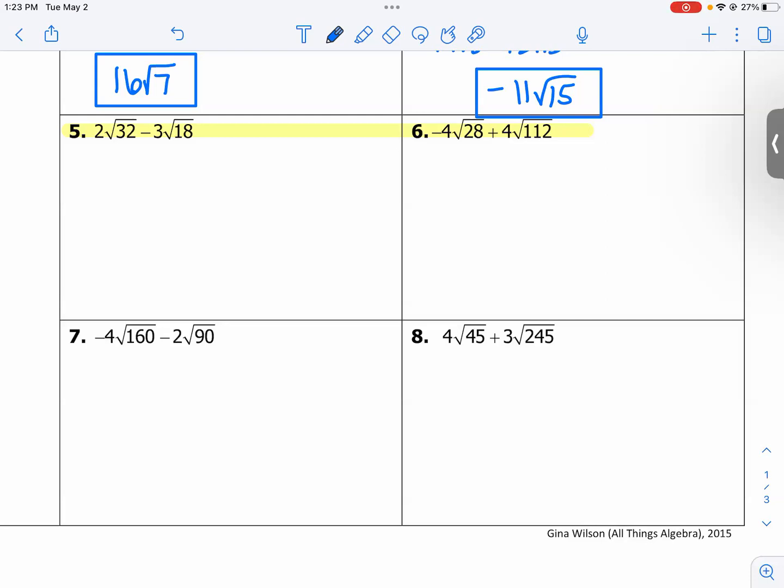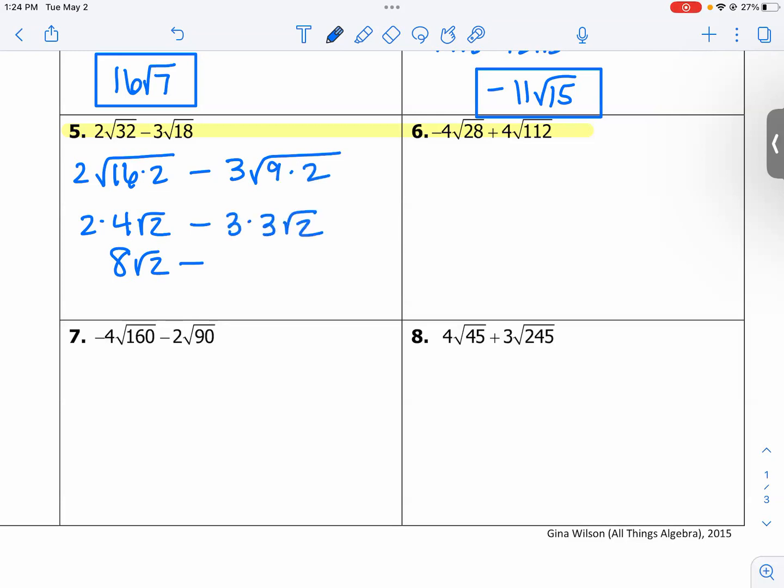Okay, eyes up here. All right. 32, Nirvan, what should I put under the radical instead of 32? That's 4 times 2, that's 8. 16 times 2. So really, we have 8 radical 2. Right? Seth, instead of 18, what can we write? 9 times 2. So we have 3 times 3 radical 2, which is 9 radical 2. So 8 radical 2 minus 9 radical 2 is negative 1 radical 2.